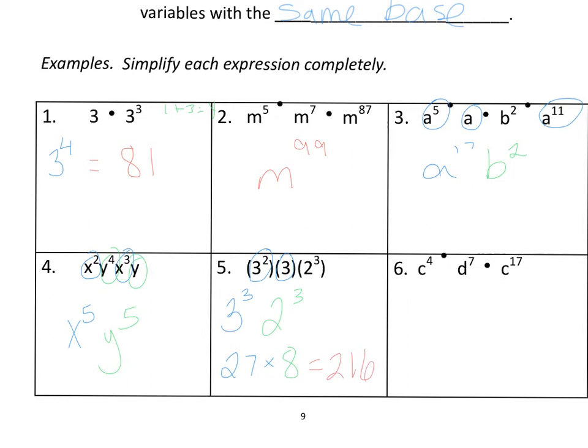And then for the last one, we have c to the 4th, d to the 7th, c to the 17th. For c to the 4th times c to the 17th, that's going to be c to the 21st, and then d to the 7th just gets added on.